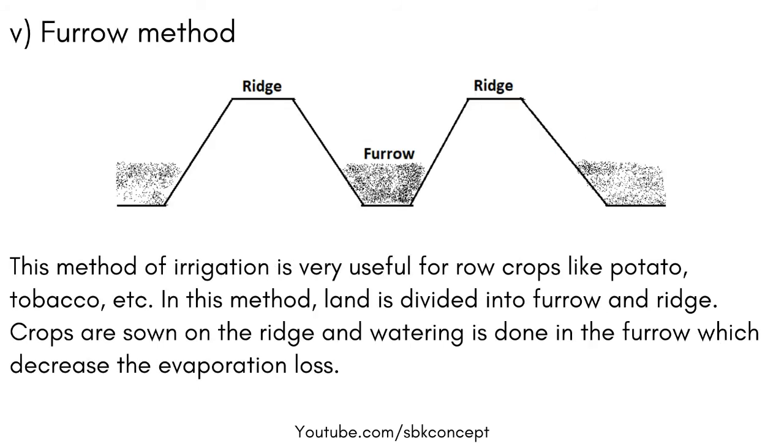Furrow method. This method of irrigation is very useful for row crops like potato, tobacco, etc. In this method, land is divided into furrow and ridge. Crops are sown on the ridge and watering is done in the furrow, which decreases the evaporation loss.